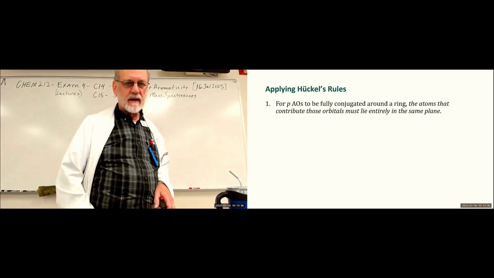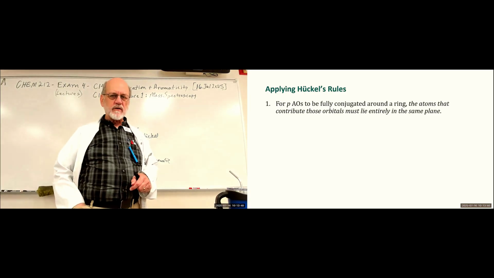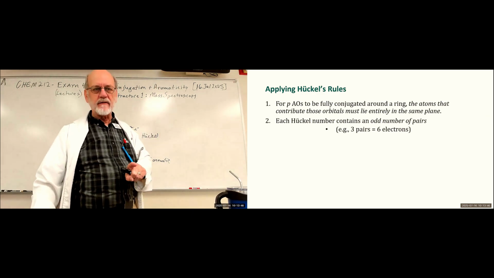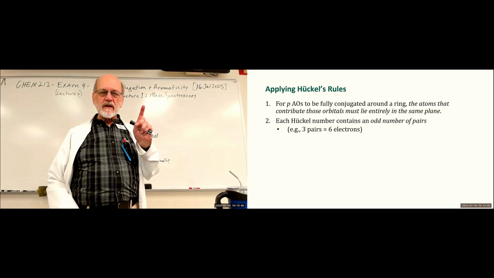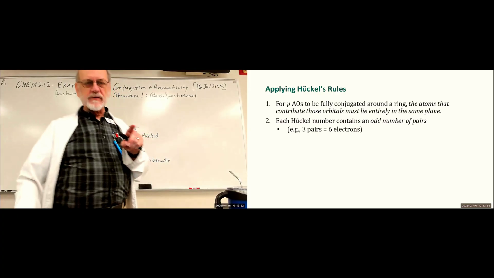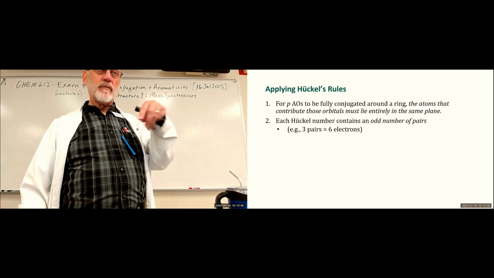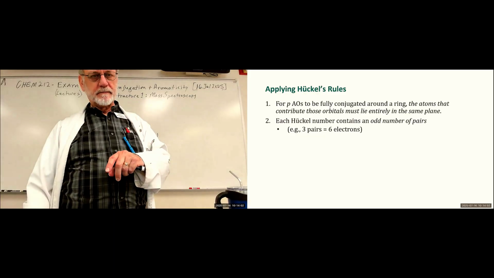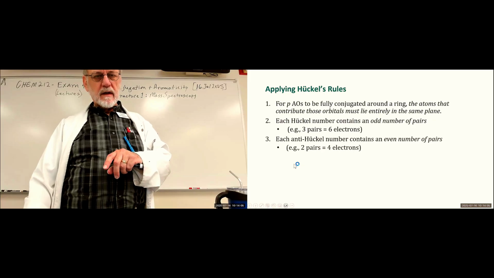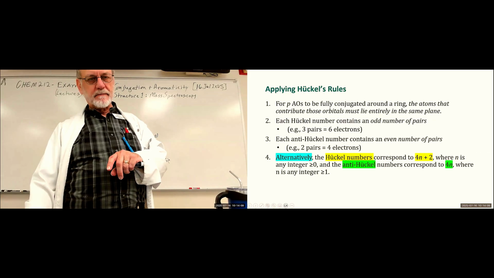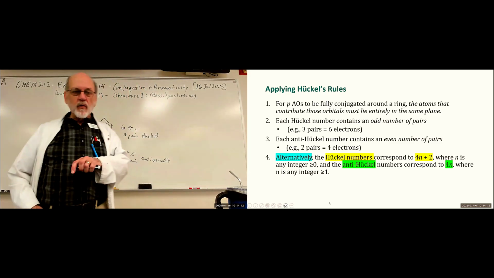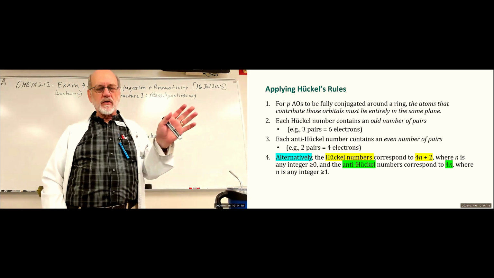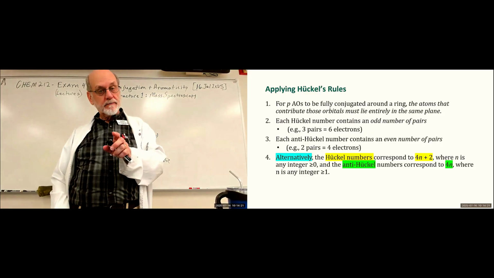Okay. For p atomic orbitals to be fully conjugated around the ring, the atoms that contribute to these orbitals must lie entirely in the same plane. That's rule number one, I gave that one to you already. Each Hückel number contains an odd number of pairs. So 6 electrons is 3 pairs. That's for benzene, for instance, and that's a Hückel number. Anti-Hückel numbers are even pairs. Another way to calculate them is Hückel numbers correspond to 4n plus 2, where n is any integer greater than or equal to 0.